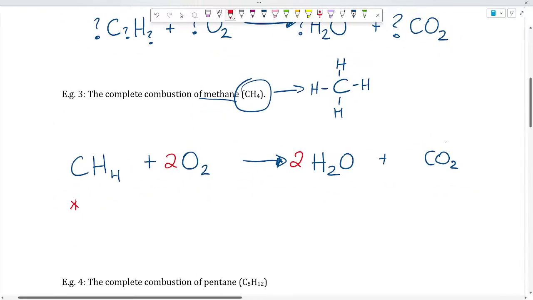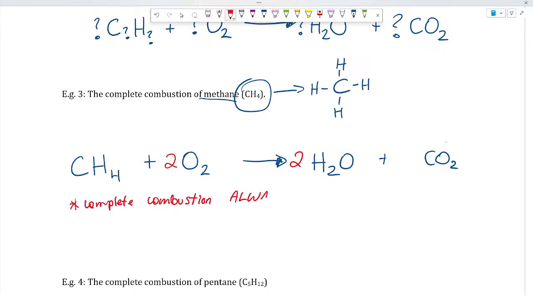But complete combustion always produces H2O and CO2. All you have to do is balance it.